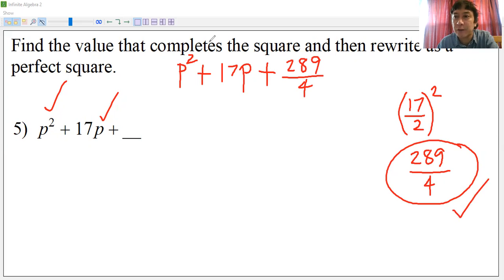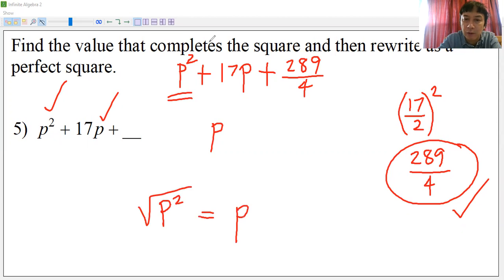So that's the first answer. The second required answer is the perfect square. How do we make it a perfect square? Again, the square root of the first term. The square root of p squared is p. What do we mean by square root of p squared? Square root of p squared is p, because this symbol cancels out with the 2. So the result will be p to the 1.